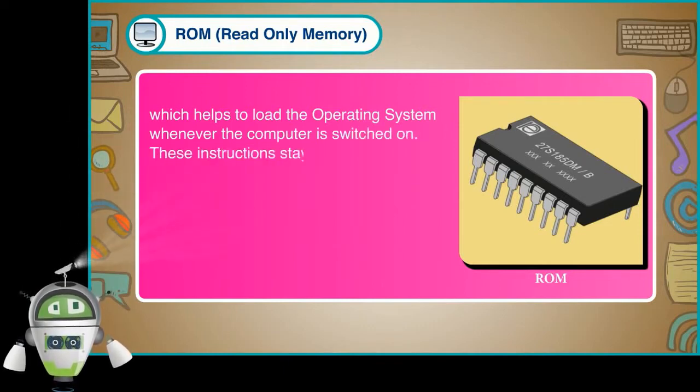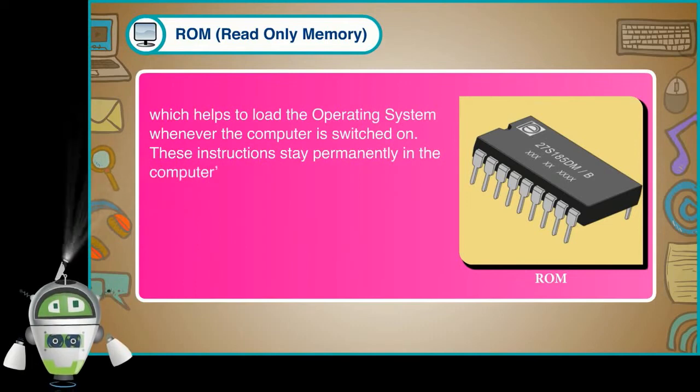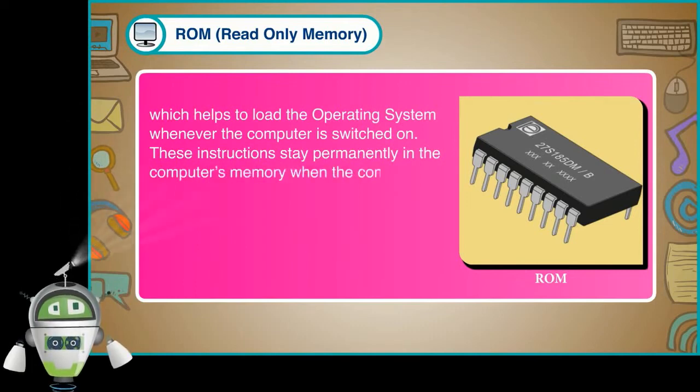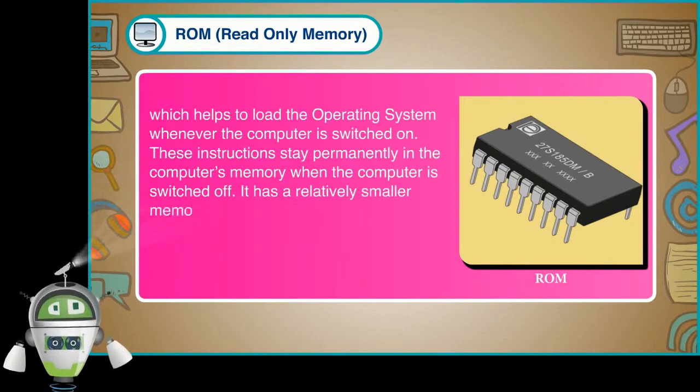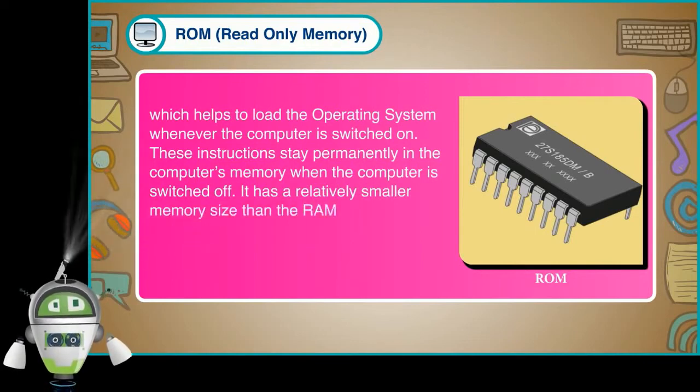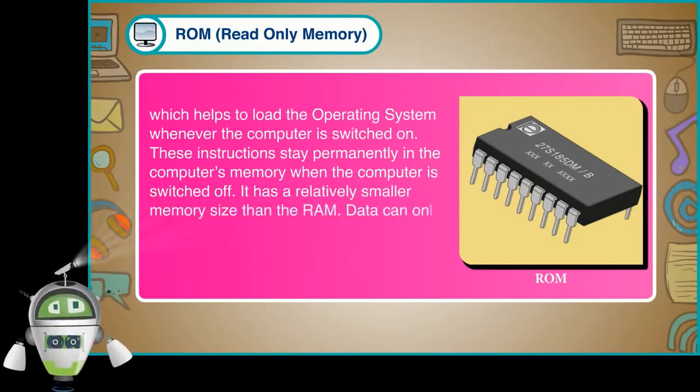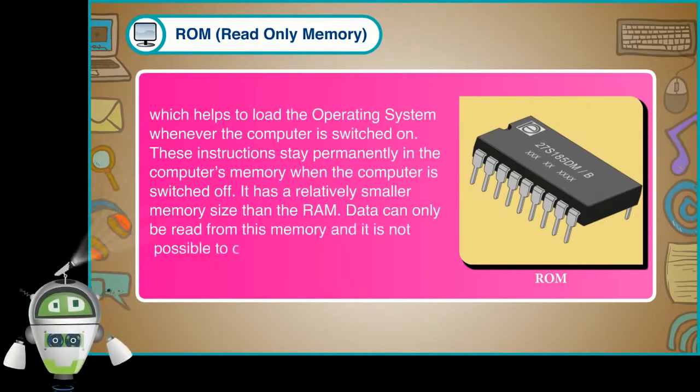These instructions stay permanently in the computer's memory when the computer is switched off. It has a relatively smaller memory size than the RAM. Data can only be read from this memory and it is not possible to overwrite any data in it.